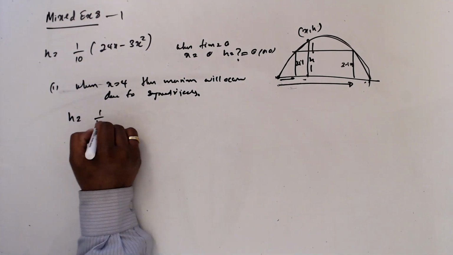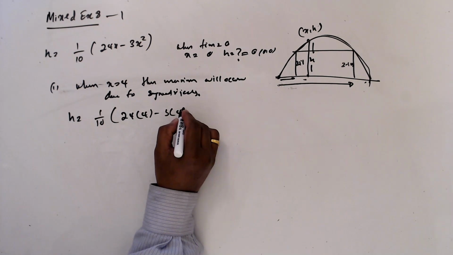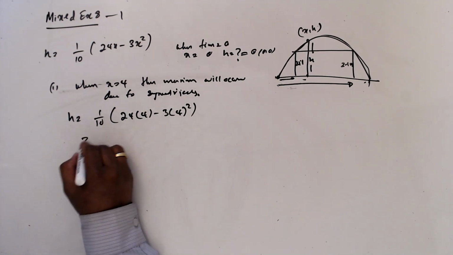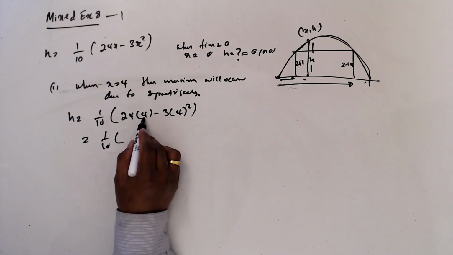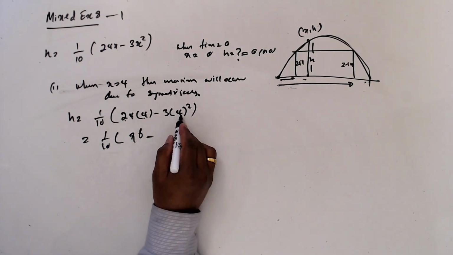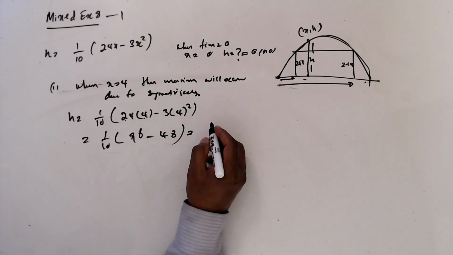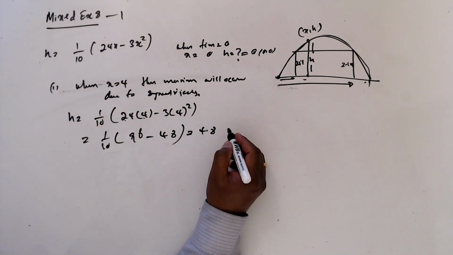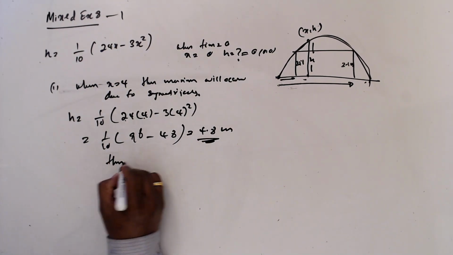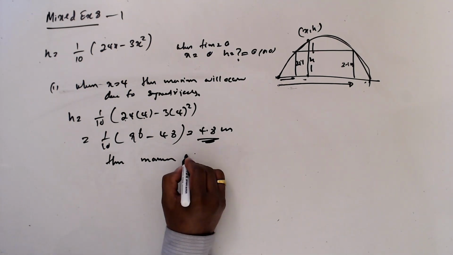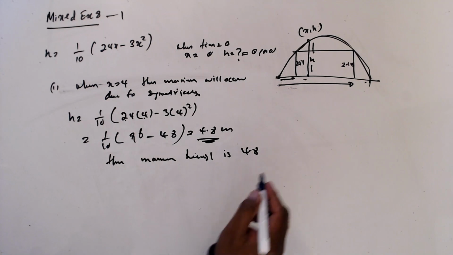So h equals 1 over 10 times (24 times 4 minus 3 times 4 squared), that is 1 over 10 times 96. This is going to be 4.8. The maximum height is 4.8. So this is one method.